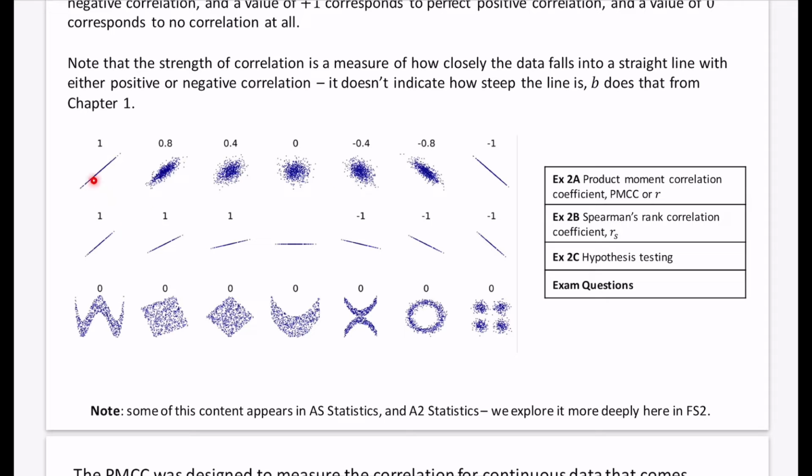But look at this. These are all correlation of 1. These are all correlation of -1. It's the strength of correlation, not about how steep the line is.